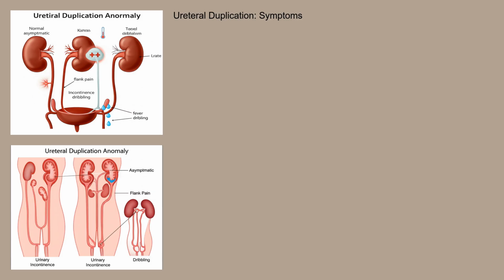However, when symptoms do occur, they can vary depending on the type and severity of the duplication. Common symptoms include recurrent urinary tract infections, especially in females. Urinary incontinence, particularly during the day or night, can also be a sign, especially if one ureter inserts ectopically. Flank pain, abdominal pain, and fever can indicate a kidney infection or obstruction. In some cases, individuals may experience constant dribbling of urine if one ureter drains outside of the bladder's sphincter control.